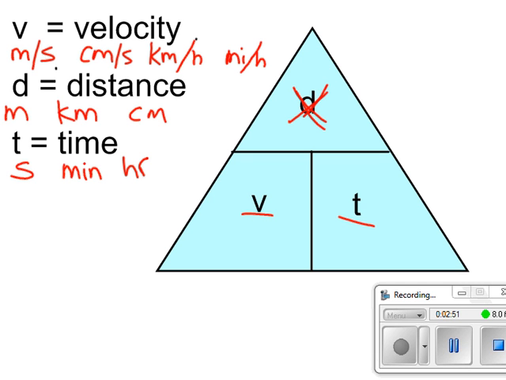And if you notice, velocity and time in the triangle are next to each other. And in a math equation, when two numbers are next to each other, you're going to multiply them. So in this case, my equation is going to be D equals V times T, velocity times time.